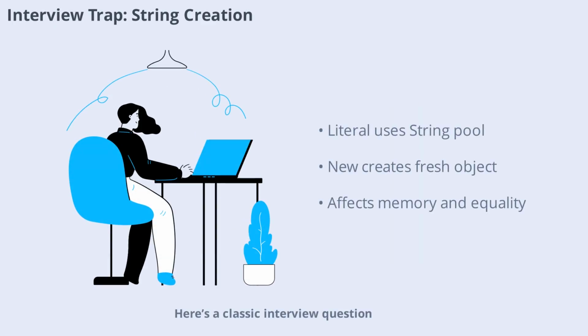Here's a classic interview question. What's the difference between String s = "hello" and String s = new String("hello")? The first uses the string pool, so if "hello" already exists, it's reused. The second always creates a new object in the heap, even if the value is the same. This subtle difference can affect memory use and how your code behaves when comparing strings.